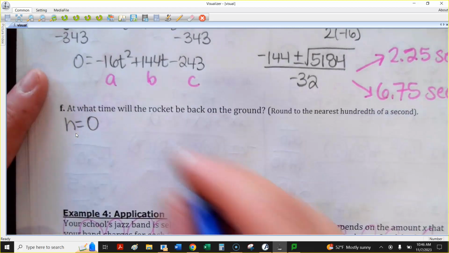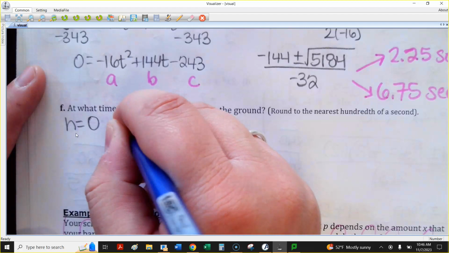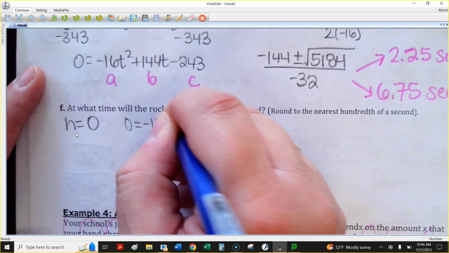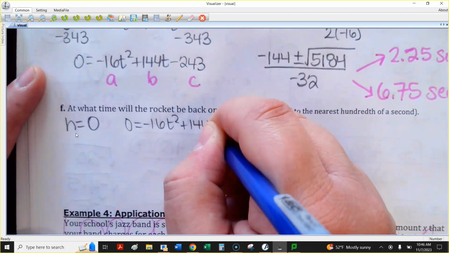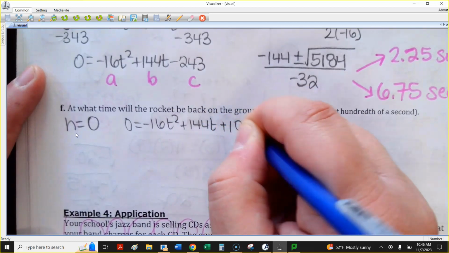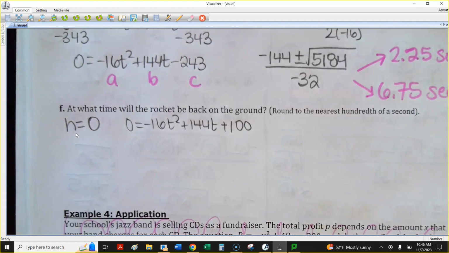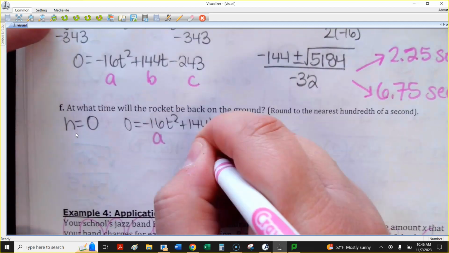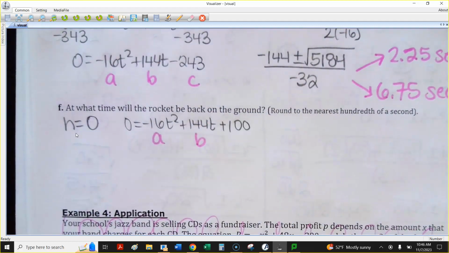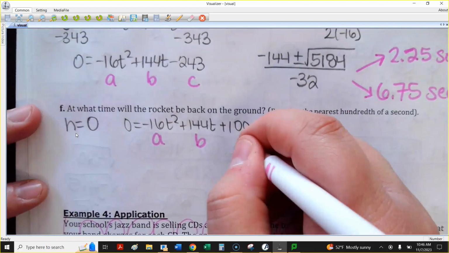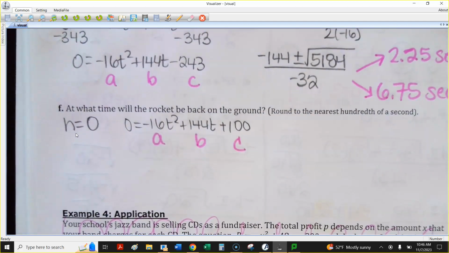So we're just going to do 0 equals negative 16t squared plus 144t plus 100. And you don't have to keep writing that formula out. I'm just showing you we're going to have the same A and B values. So A is negative 16, B is 144. The C value, though, is different. So this would be 100. We're just setting it equal to 0. Everything else would look the same.